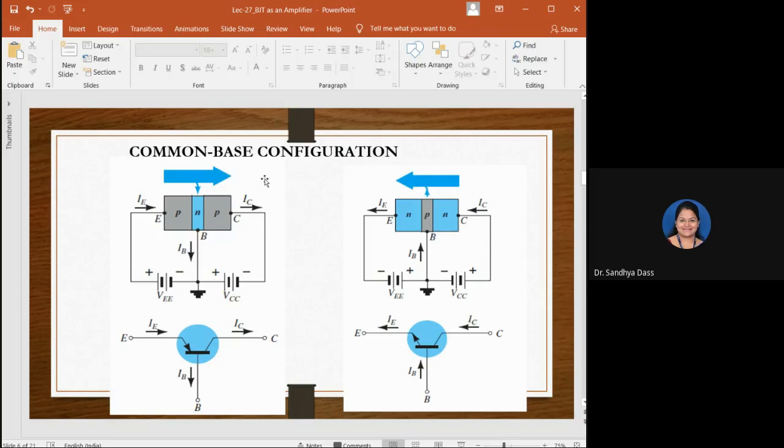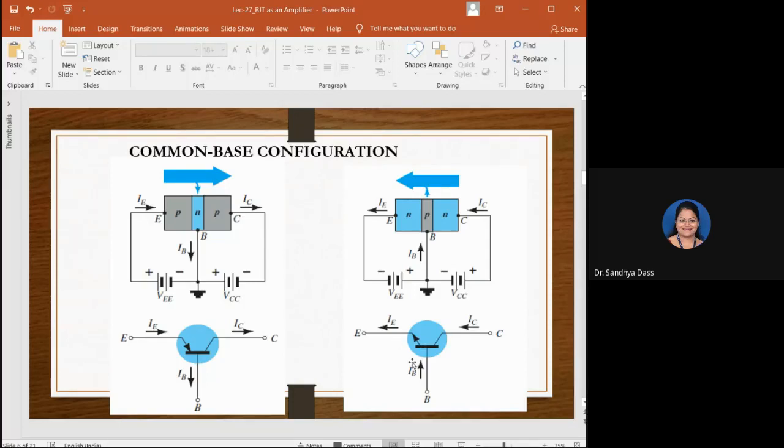So this is the common base configuration, as you can see. Examples for both NPN type and PNP type are shown here, where the base will be common to both the input port and the output port. So the base terminal will be common. That's why it is the common base configuration. This port or this connection will be for input and this connection will be for output. I hope you are getting that. So taking one terminal as common.